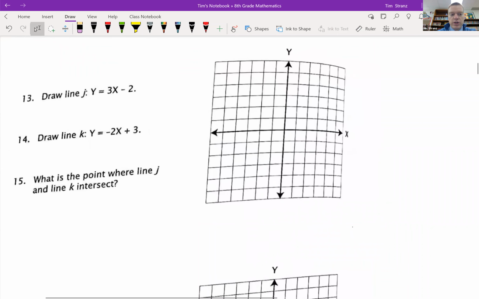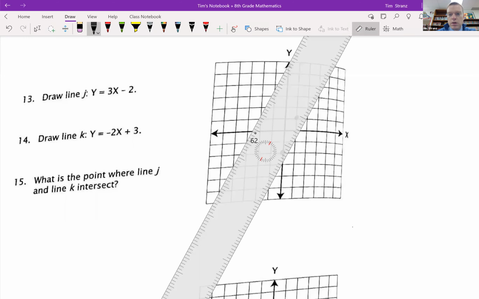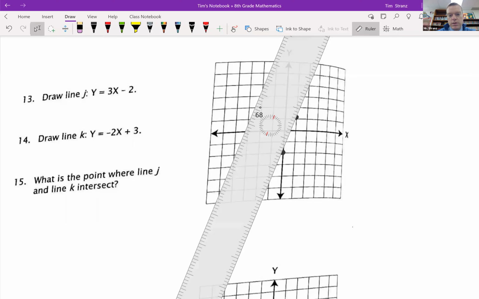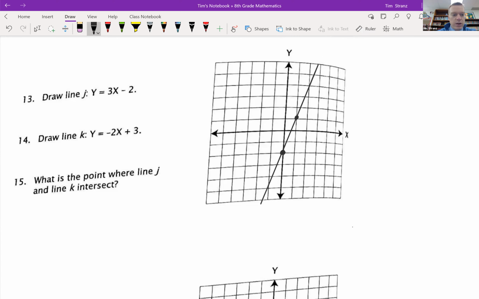Number 13, draw line J, which is y equals 3x minus 2. So I'm going to start with the negative 2, 1, 2. And my slope is a positive 3. So up 1, 2, 3 over 1. I'm going to go ahead and plot this line here. Okay, there's my line, and that's J. So I'm going to label that J.